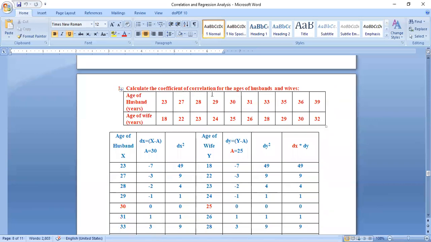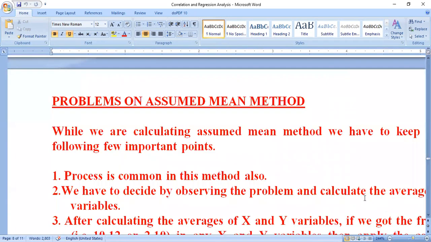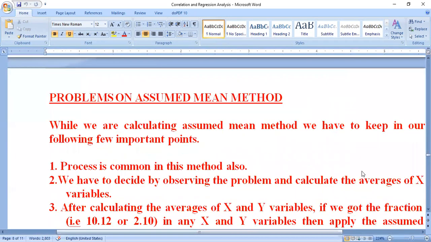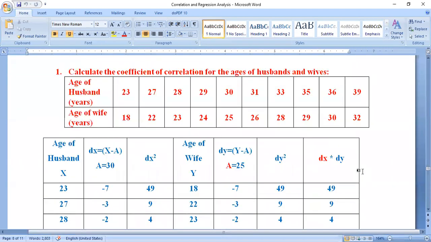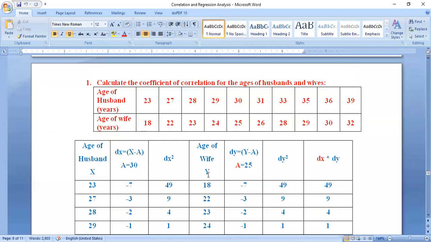Calculate the coefficient of correlation for the ages of husband and wives. So here the age of husband and age of wife are given, and instead of writing age of husband, you write x, and for age of wife you write y. Observe the problem carefully.